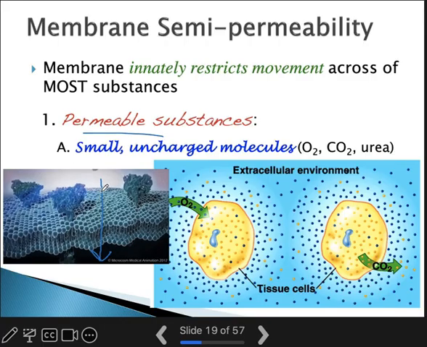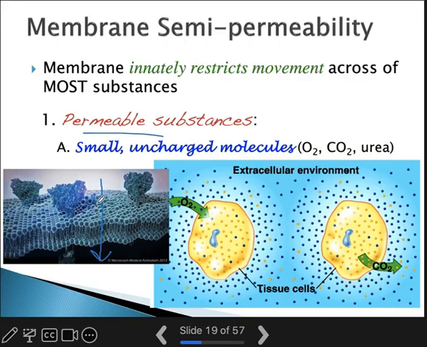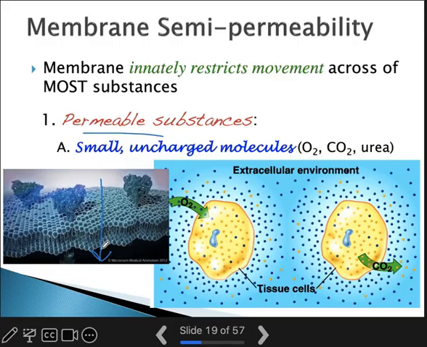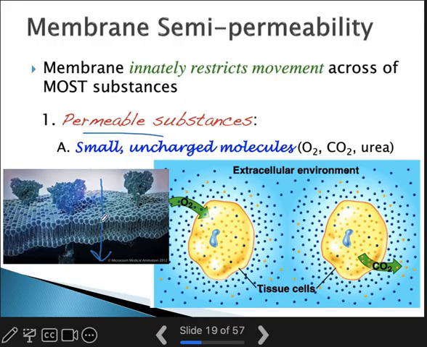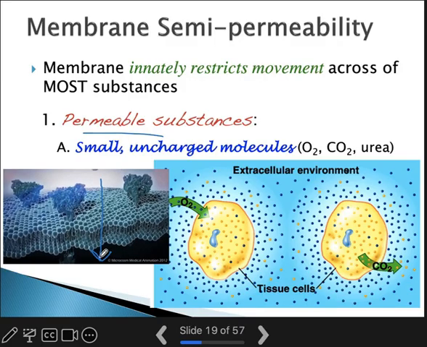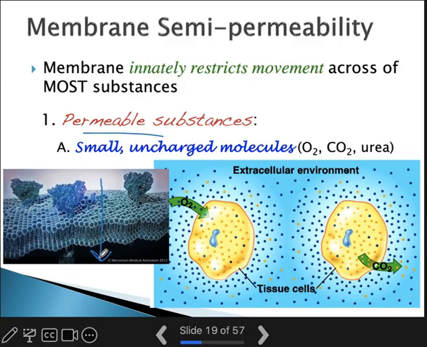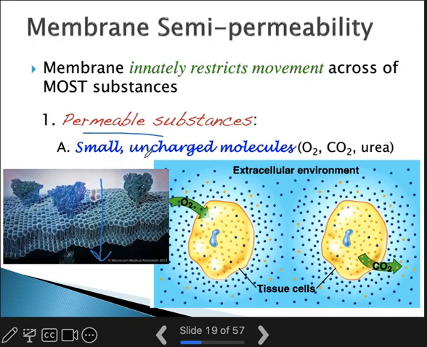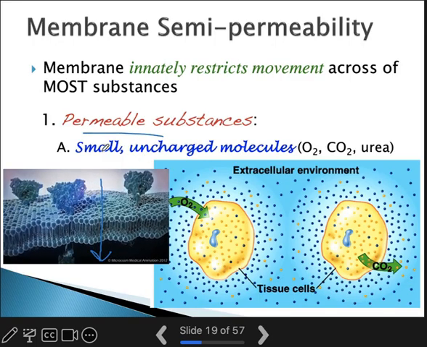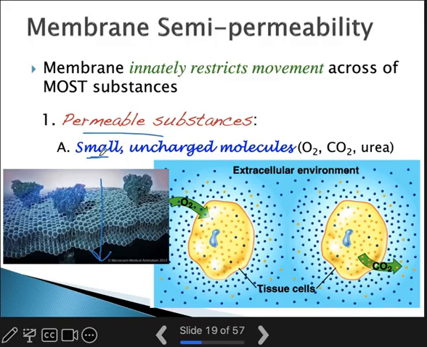The cell would have no ability to regulate this molecule moving through, because it is literally just simply displacing the phospholipids and diving through that hydrocarbon barrier of hydrophobicity. So what kinds of molecules are freely permeable? The answer is, like I said, not many. So you have to be something that's small.